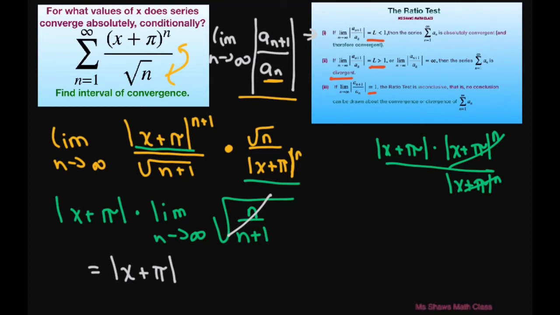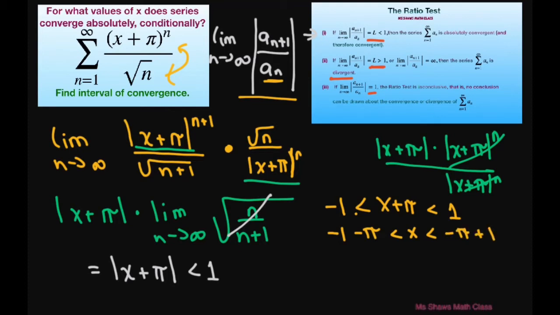And for it to be absolutely convergent, it has to be less than 1. So by definition, x plus pi is less than 1, but greater than negative 1. So you subtract pi from both sides, and we have negative 1 minus pi is less than x is less than negative pi plus 1. And let's just write this as negative pi minus 1, so it looks more symmetric here. All right, so that's what we have.